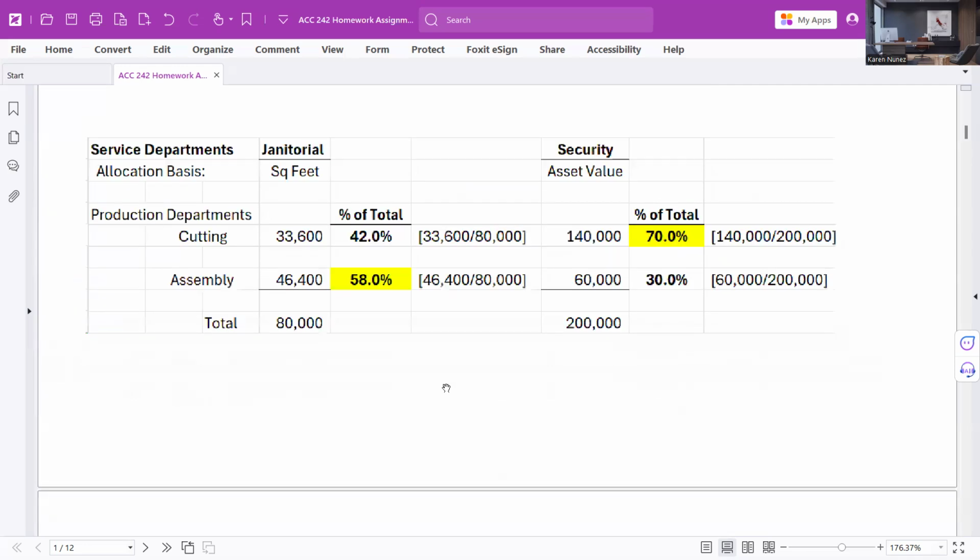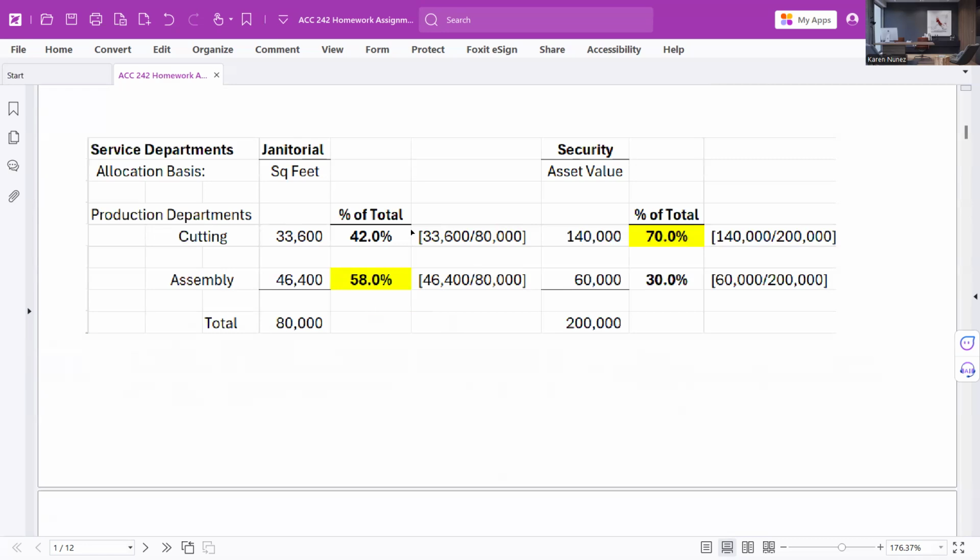So given that information that they gave us, the square footage and the asset value. So the cost from the janitorial department, right? When we allocate to production, to cutting, and to assembly. So again, the service departments are here, janitorial and security, and we're going to allocate to the two production departments. When we use square feet, then the allocation to cutting will be 42%. Because the square footage, right, is 33,600 for cutting out of 80,000 total. 33,600 divided by 80,000 is 42%. 46,400 divided by 80,000 is 58%.